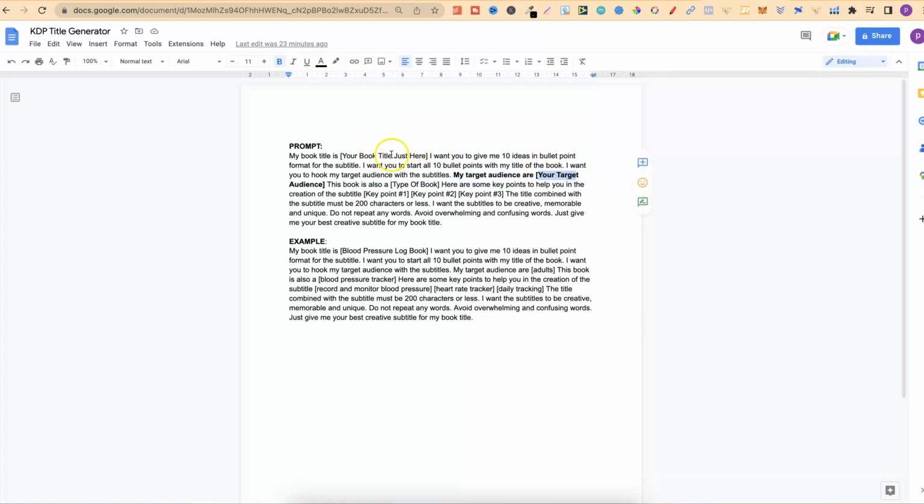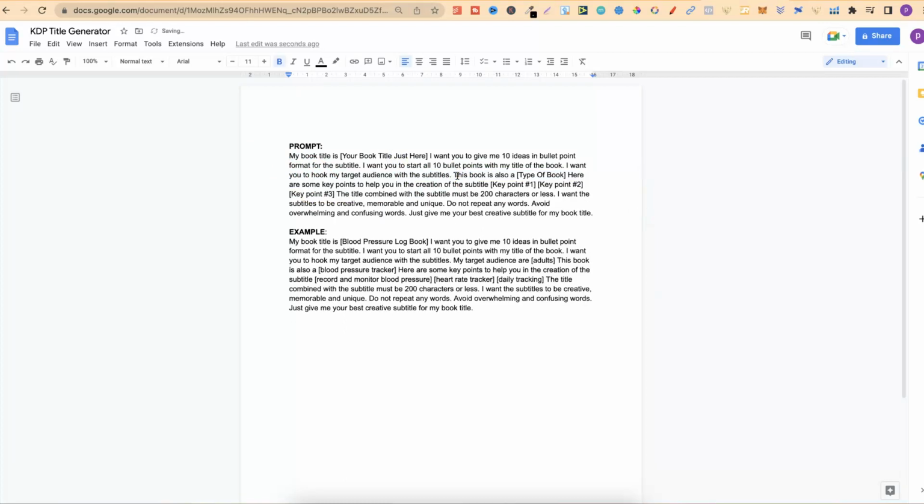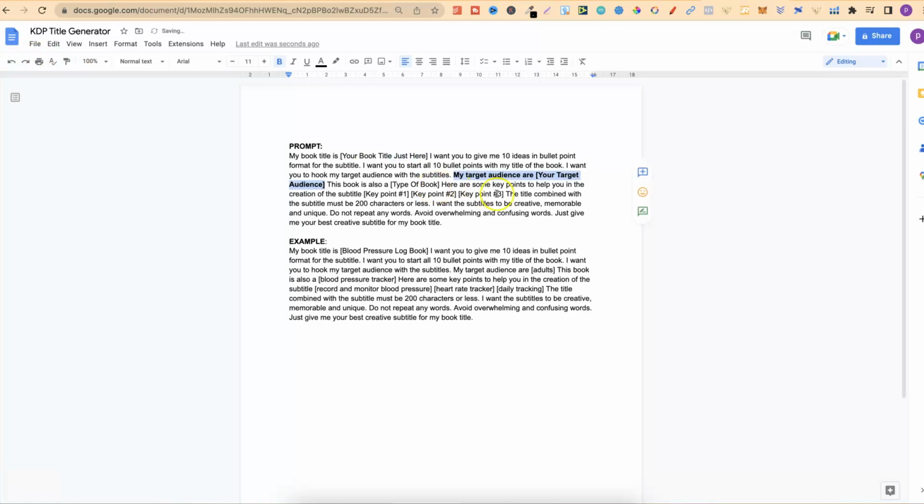So right here in your book title, if it says something like kids ages 2 to 4, 4 to 8, or something like that, you can actually take this part out just here, like so, because if you don't do that, and it's very specific up here in who the book's for, it can sometimes mess up the prompt a little bit. So just remember that as well. But it says my target audience are, then your target audience would go here. This book is also a, and then type of book.